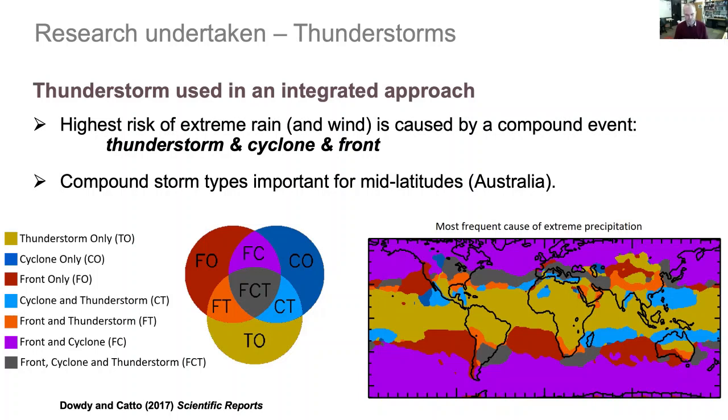These compound events are the most frequent cause of extreme rain near the east coast of every continent in the world, as shown in the figure here for the grey regions. The results also show that the mid-latitude regions of the world are where the compound events are most important, including for Australia.